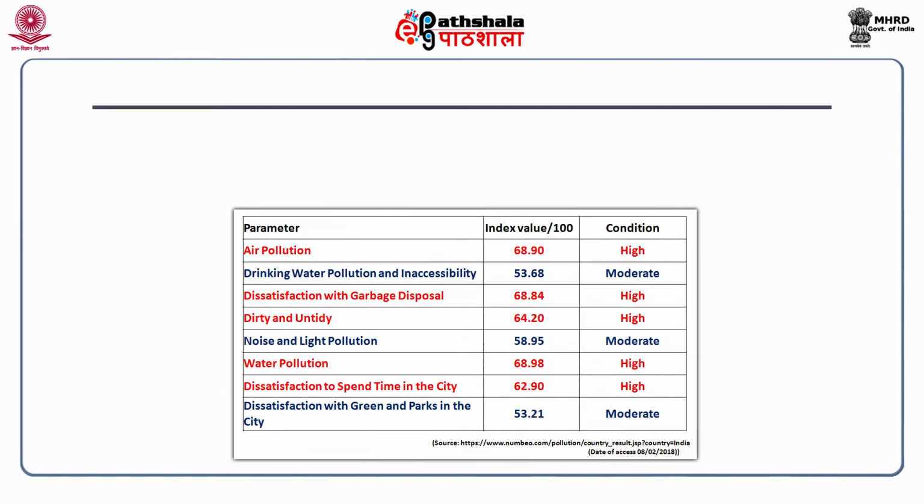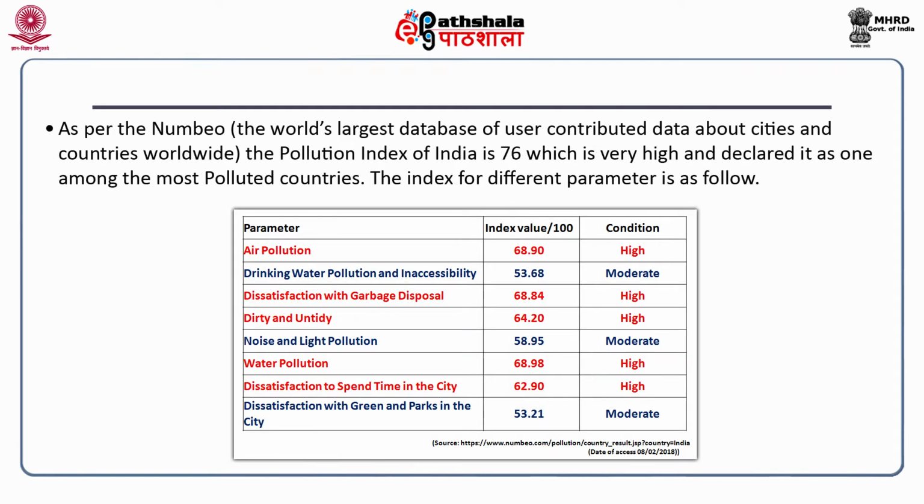This table shows that as per the Numbeo, the world's largest database of user contributed data about cities and countries worldwide, the pollution index of India is 71, that is very high, and it is declared as one among the most polluted countries. This is really very saddening. The index for different parameters is given in this table.